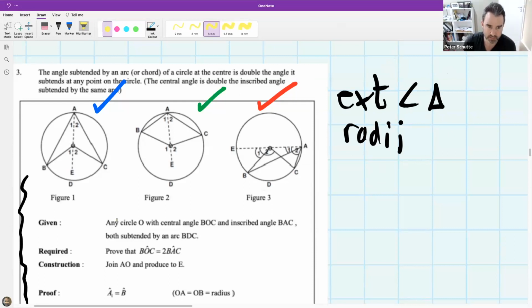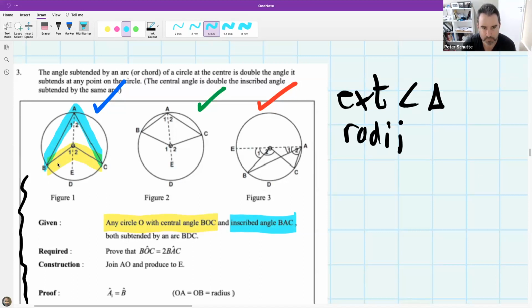So what are you given? You're given any circle O, now that's not exciting, with a central angle BOC. Now the central angle BOC is just the angle at the center, and an inscribed angle BAC. So you've got that. And both subtended by the arc BDC. So that's this thing here.